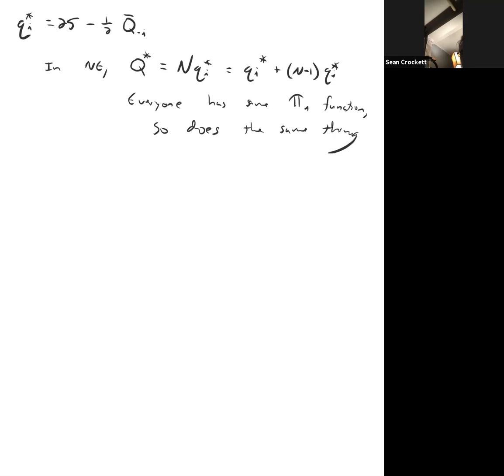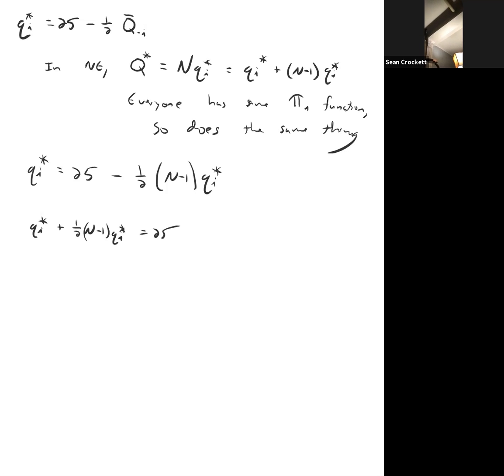So you have everyone doing the same thing, and so I know that my own optimal quantity is 25 minus 1/2 times the quantity of everyone else, but I know the quantity of everyone else is n minus 1 times what I do. Okay? And so now the equilibrium quantity is to just solve for what do I do. And so we could say, well, that's qi star plus 1/2 n minus 1 times qi star is equal to 25.